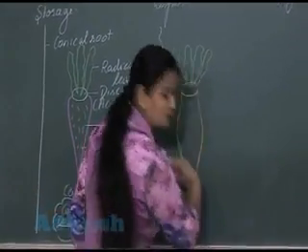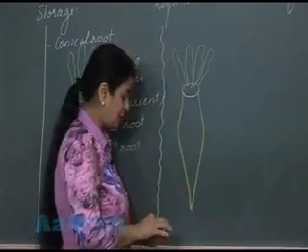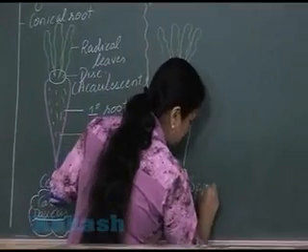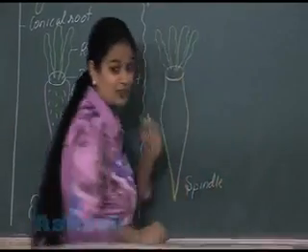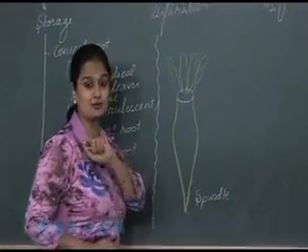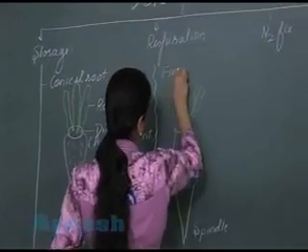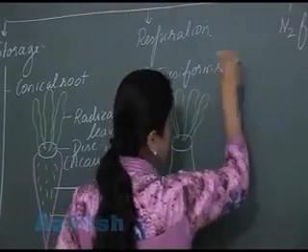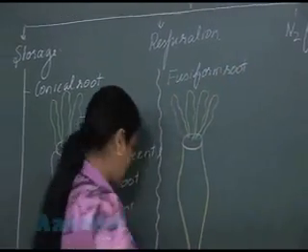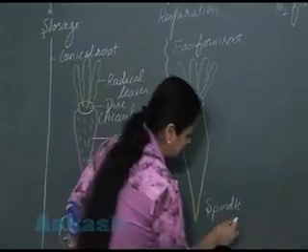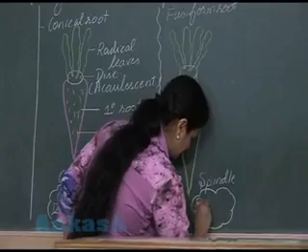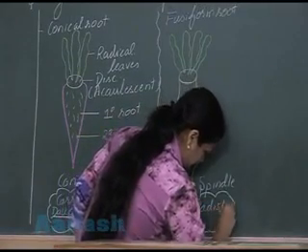Yes, so this part which is involved in the storage, you can see what is the shape. The shape here is spindle shape. That's why this type of root is known as fusiform root. And this fusiform root is present in radish. So for our example, you write here, radish.